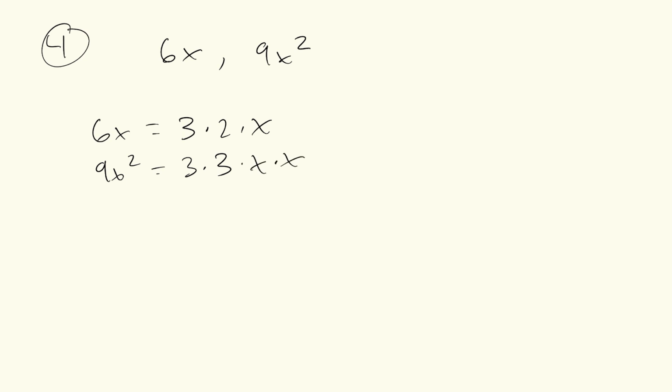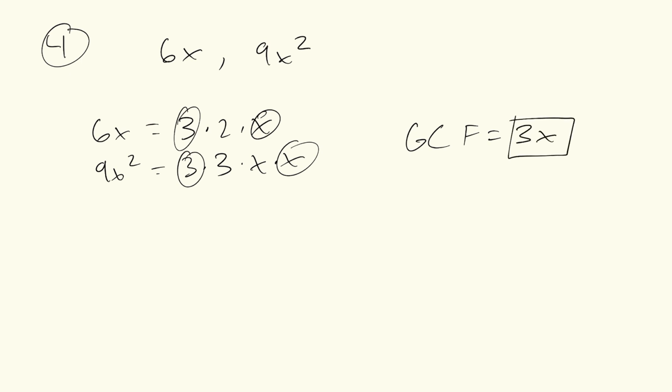So now, what is the GCF? Well, which factors are common? Well, we have a 3 in both of them, and then we have an x in both of them. So the GCF is equal to 3x. Let's try another example. Let's do 24 x squared y squared and 30 x to the 4 y to the 6.